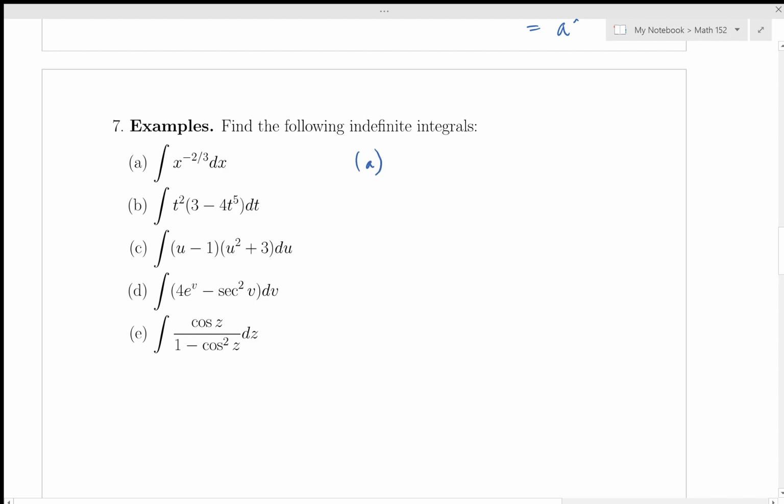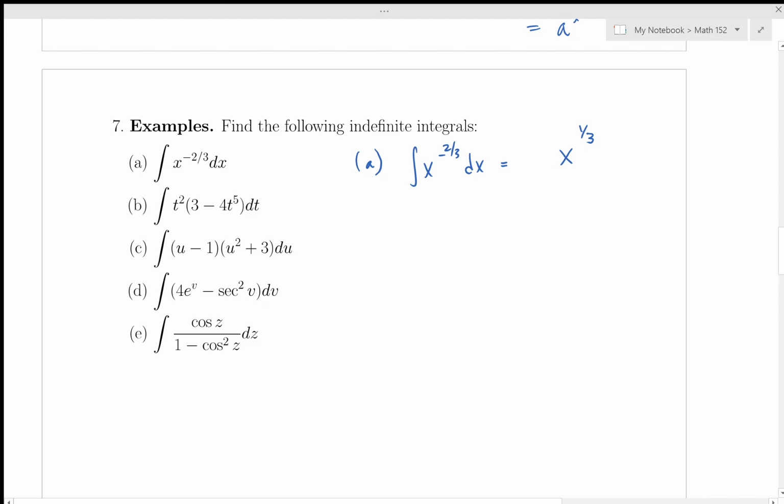A, the integral of x to the minus 2/3. So I am thinking to myself, what function has derivative x to the minus 2/3? So this is a power rule type of question. I'm thinking, okay, so when I differentiate, I will be subtracting 1. So then when I integrate, I'm going to have to add 1. So the first thing that occurs to me is that this should be x to the 1/3. So I've added 1 to minus 2/3 and got 1/3.